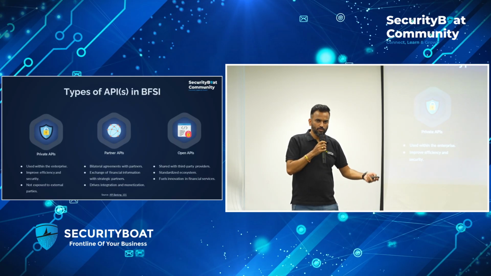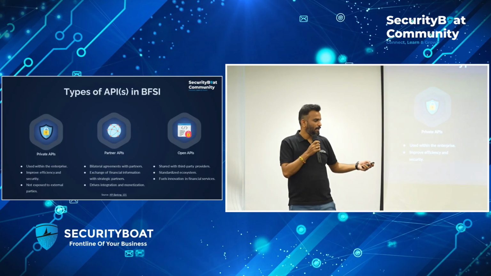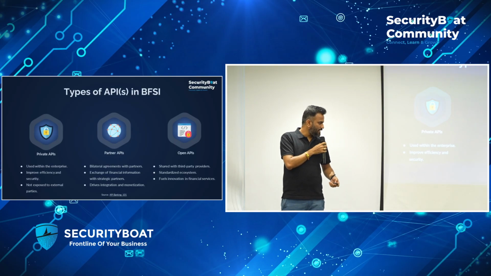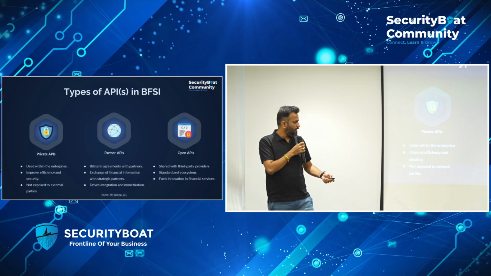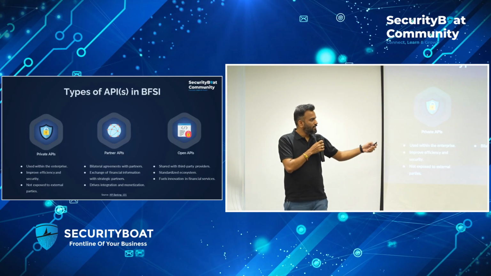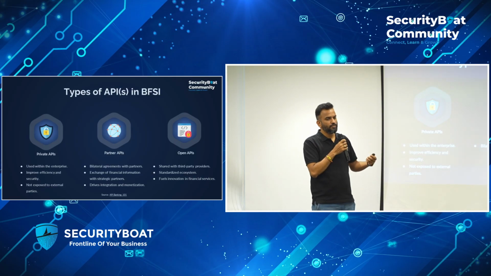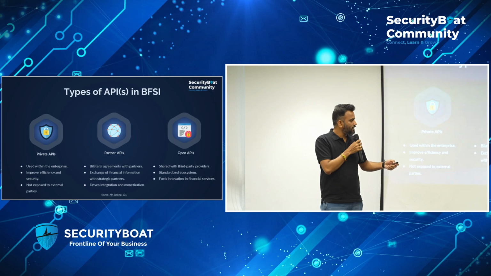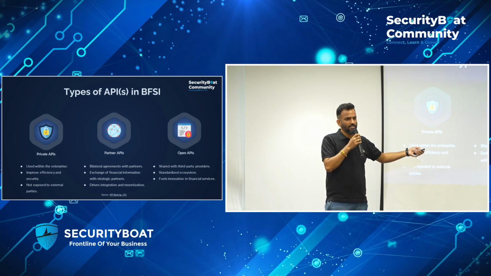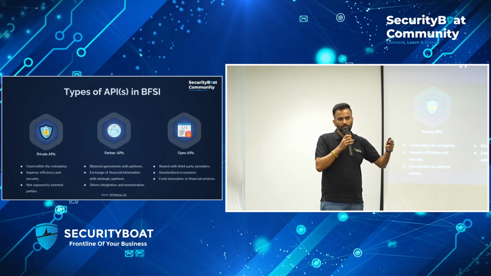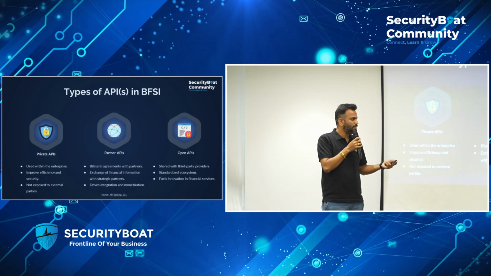Whenever a service-to-service call happens, internal calls that are not available to the public, it's a private API. It is used within the enterprise to improve efficiency and security, and is not exposed to external parties. Partner APIs have agreements with partners. These are not public APIs. There is a specific agreement between two partners, where they say we will use your API and you can use our API. This is a third-party kind of API integration, you can say.